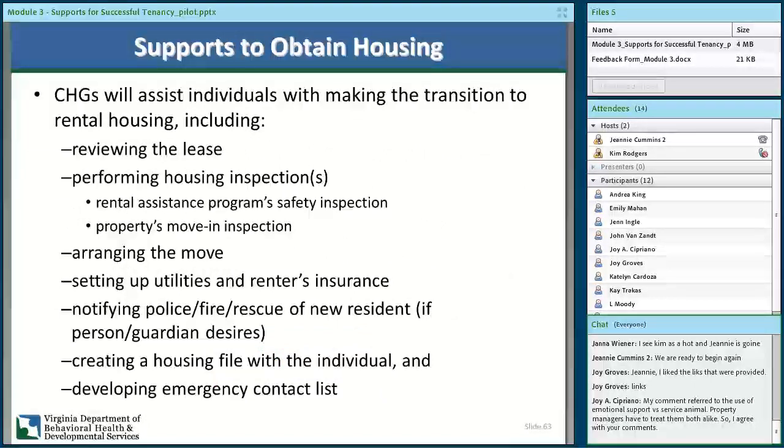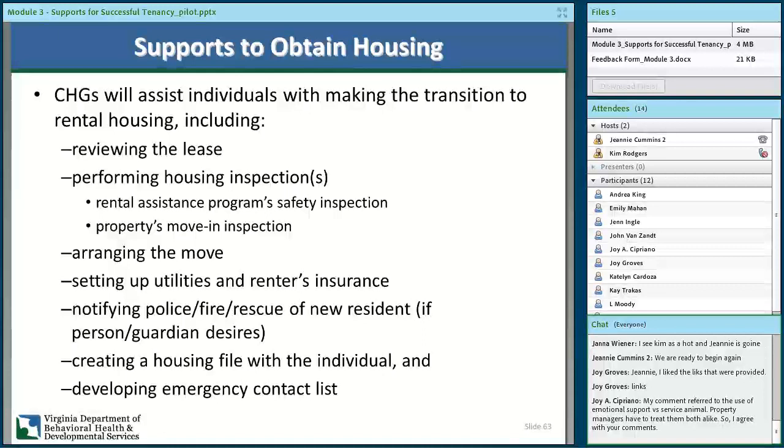Finally, community housing guides assist individuals with many practical tasks in making the transition to rental housing, including reviewing the lease with the individual to ensure the information is accurate and there are no onerous terms that could put the tenancy at risk, performing housing inspections. Now, there might be two housing inspections, a safety inspection by the rental assistance program and a move inspection by the landlord. The community housing guide is likely to be involved in the moving inspection and can help the individual document damages in writing and with date-stamped photographs and make repair requests that are needed.